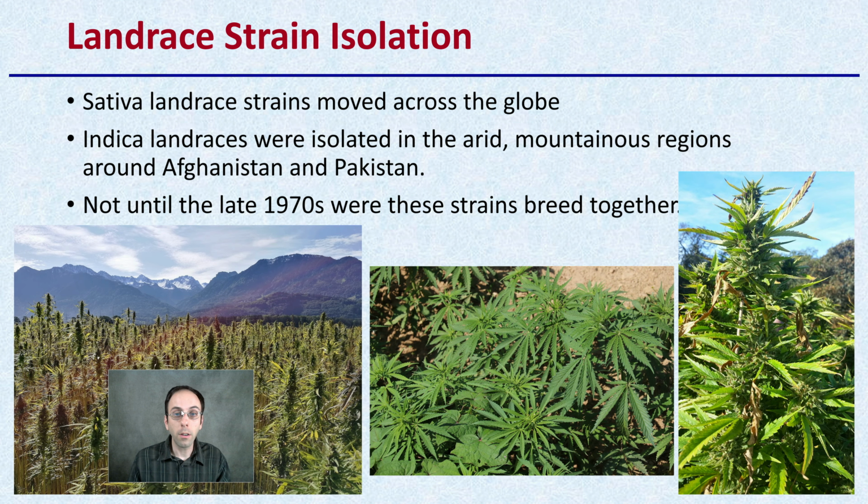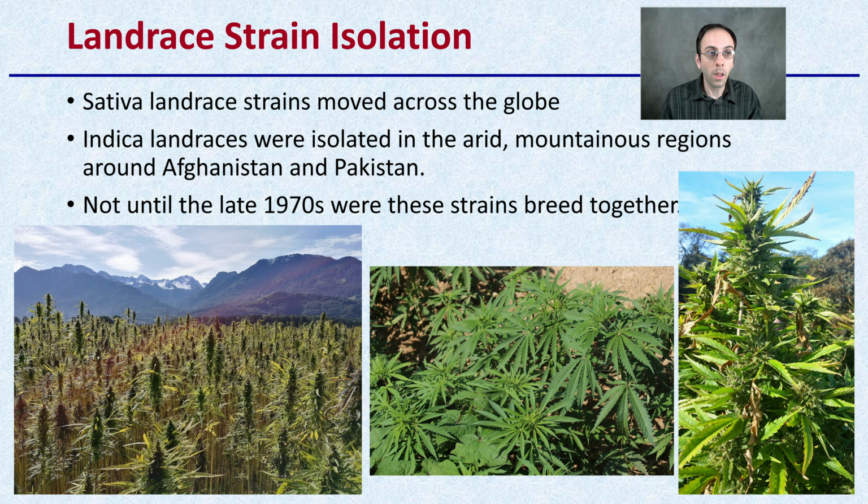Now, landrace strains did have some isolation. Sativa landrace strains moved all across the globe. They were pretty mobile, pretty tolerant of a lot of conditions, whereas Indica landraces were isolated to the arid, mountainous regions typically found around Afghanistan and Pakistan. It wasn't until the 1970s that these strains were actually bred together to create some hybrids, which causes a little bit of confusion when identifying or tracing these back much further than the 1960s.